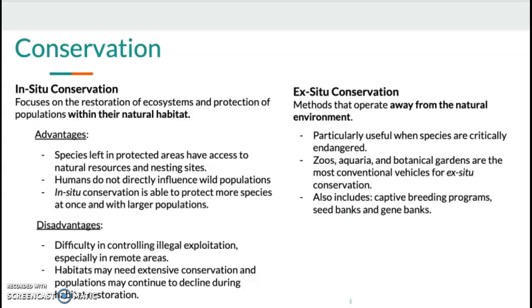Ex situ conservation is happening outside of the natural environment. So if a species is critically endangered, meaning there's very few of them left, this is particularly helpful. This happens in zoos, aquariums, botanical gardens. So if you have a captive breeding situation happening, you would breed your organisms in captivity and then release them in the wild to try to restore their natural populations. We also have seed banks where we store seeds for future use if those organisms go extinct, and gene banks as well.